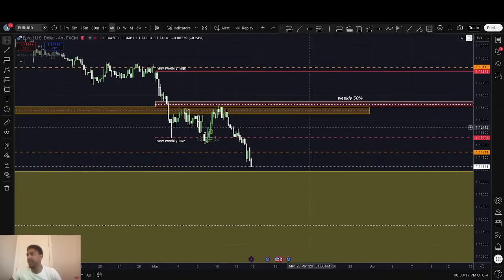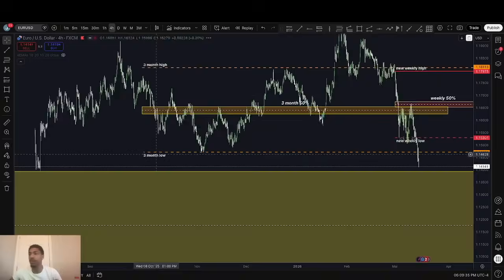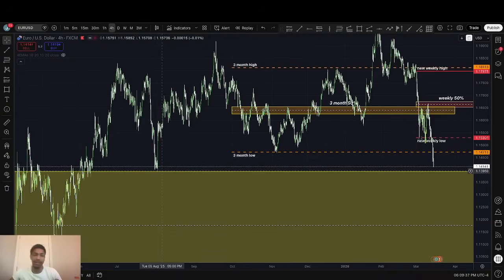As you guys can see, Monday, we swept that weekly's low, right? And then we started pushing up. Where did we push up to? Oh, we pushed up to the weekly 50%, the equilibrium. What happened after that? We rejected, going down to that 3-month low. We have another 3-month low down here that we're reaching for.